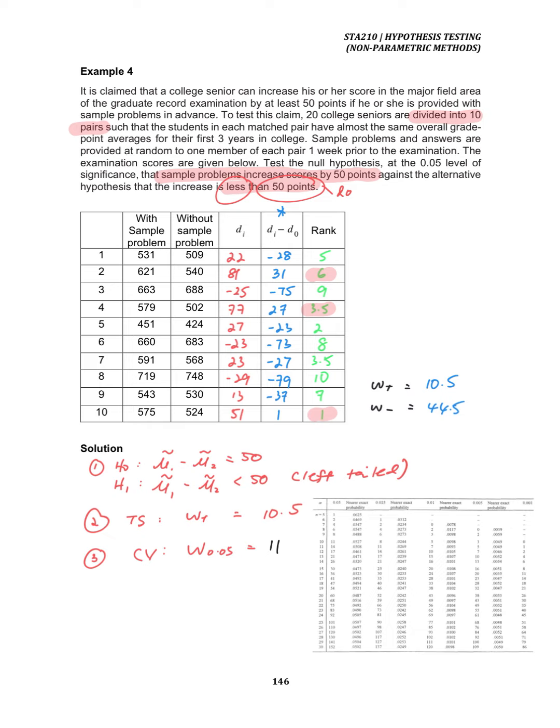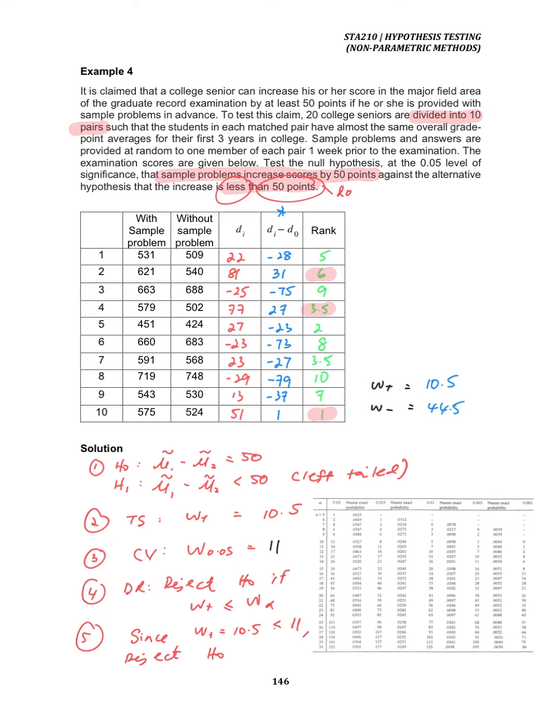Okay, so step number 4, our decision rule. Reject H0 if W plus less than or equal to W alpha. Now we can see that since W plus is equivalent to 10.5, which is less than 11, we reject the null hypothesis. Reject H naught.